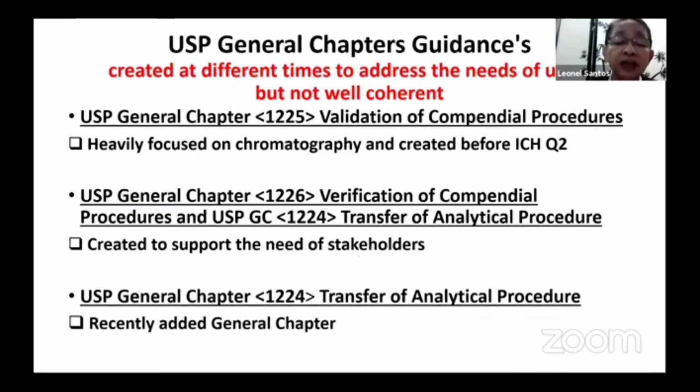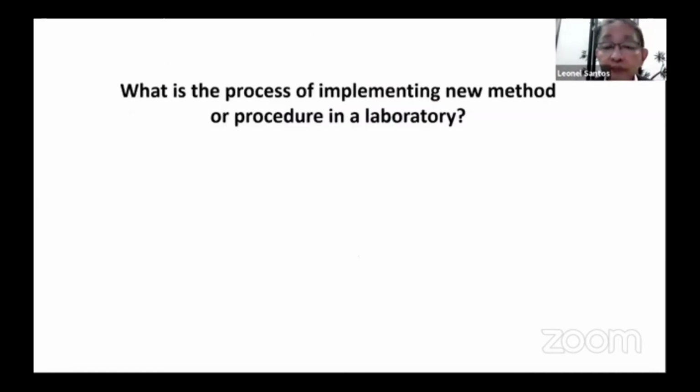Now, USP General Chapter 1226, which is the verification of compendial procedures, were created to support the needs of the stakeholders, and the General Chapter 1224, which is the transfer of analytical procedure, is the one that has been recently added as a general chapter, because for many years, organizations just move one method or procedure from one site to another without much formal process.